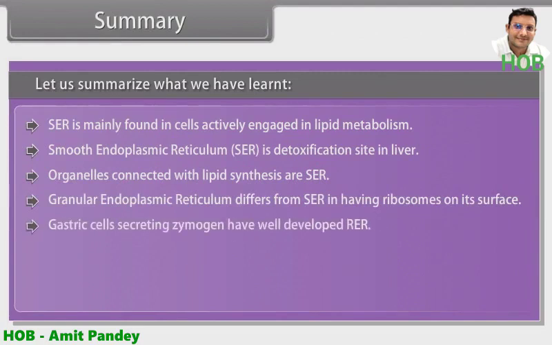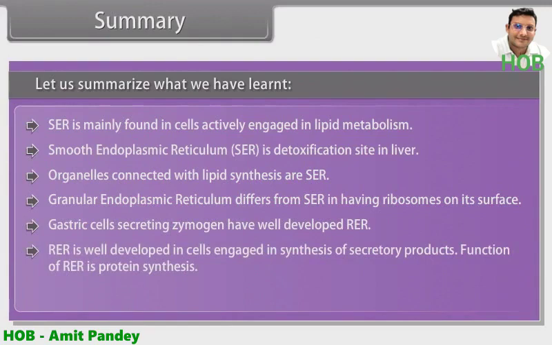Gastric cells secreting zymogen have well-developed RER. RER is well-developed in cells engaged in synthesis of secretory products. Function of RER is protein synthesis. RER differs from SER in the presence of ribosomes.